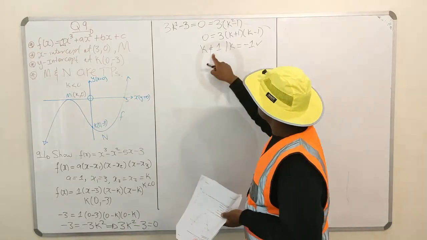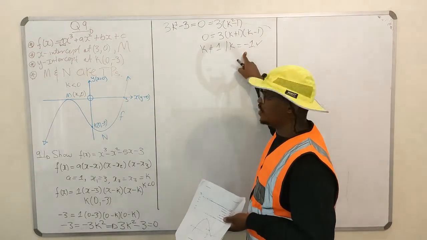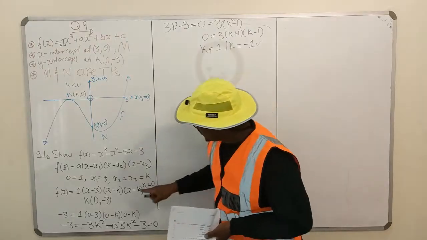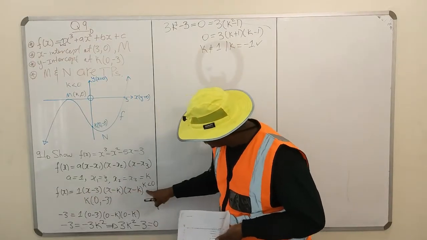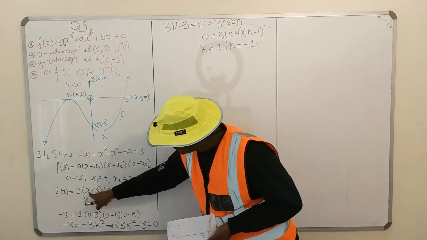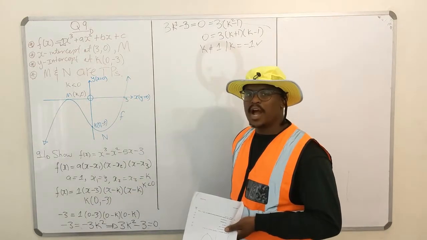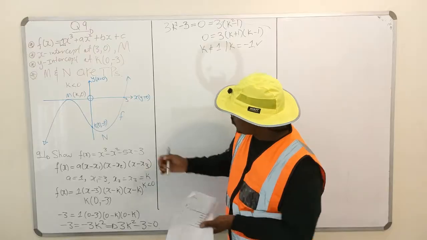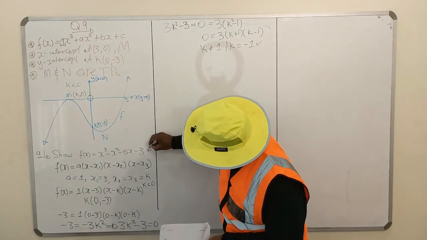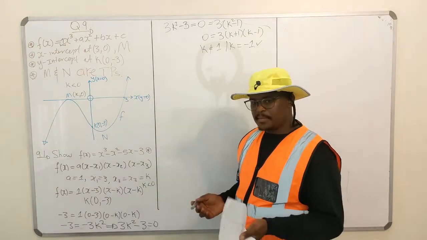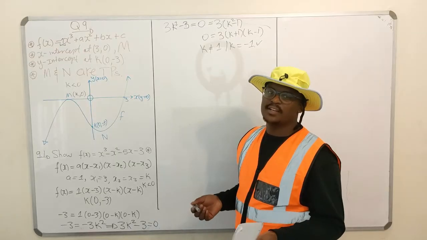So now that we have our correct k value, we substitute our k value where? Here. And in fact, substitute our value here, and then multiply this out, and see if it will be the same as what we're trying to prove. If it comes out the same, then we're done.